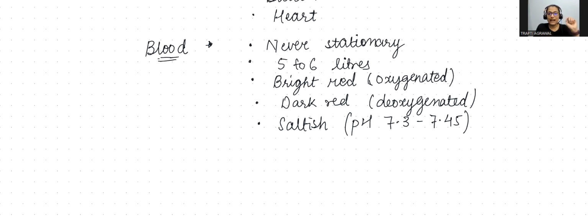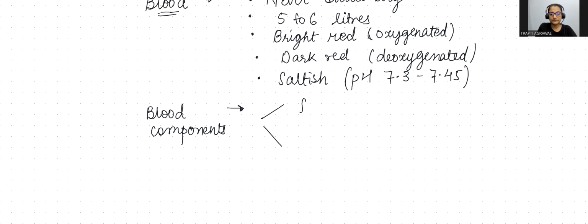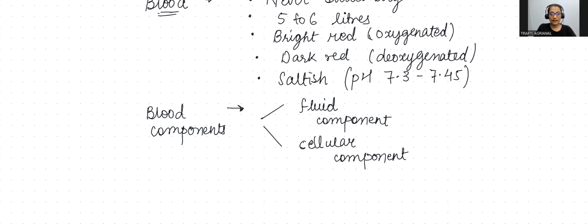And now coming to the blood components. Blood has different components. Let's understand about the blood components. When we talk about blood, there are two important components of the blood. One is the fluid component, and the second is the cellular component, or you can say the cellular part. So there are two components, the fluid component and the cellular component.